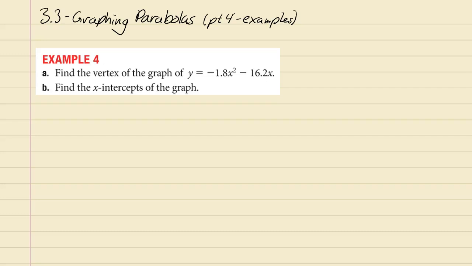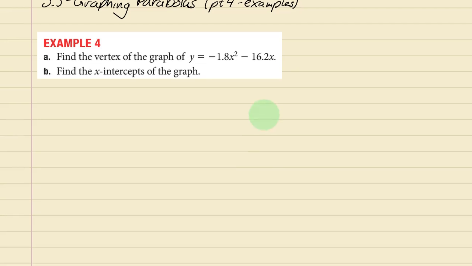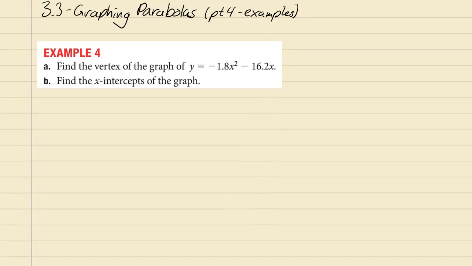Okay, here's an example of just taking a formula and finding the vertex of it, which is a good thing to know how to do. So to find the vertex for part A here, the first thing we need to remember is this formula that tells you the x-coordinate of the vertex in terms of the value of B and the value of A.